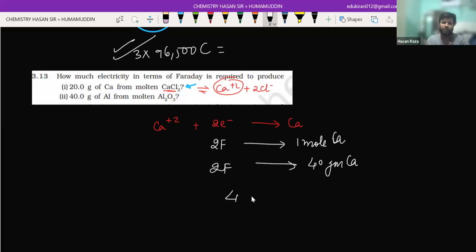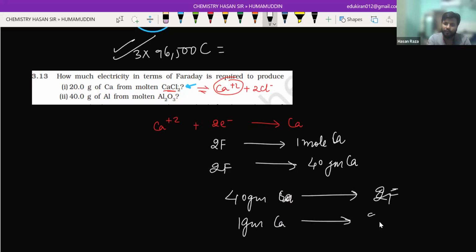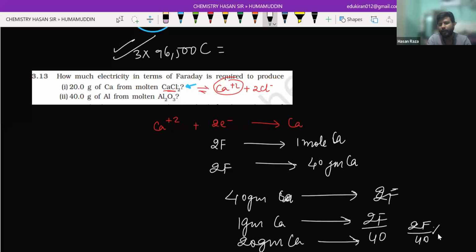Now you just need to do this. To deposit 40 gram of calcium, you need 2 Faraday charge. So for 1 gram calcium, you need 2 Faraday divided by 40. So for 20 gram calcium deposition, you need 2 Faraday by 40 into 20. So you can see this will be cancelled 2 times, this will be cancelled 1 time, and 1 Faraday is the answer. That means the charge required is 96,500 coulomb. Got it?